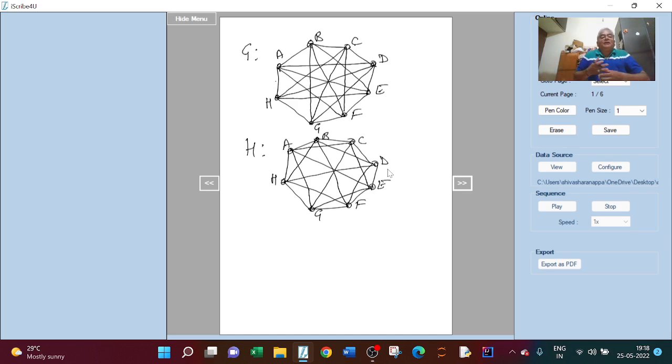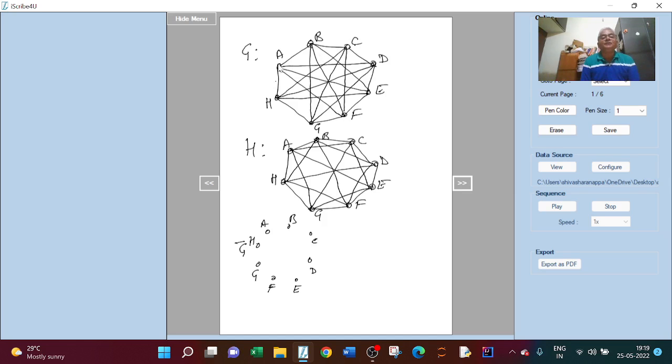First I will draw G bar. In G bar, this is A, B, C, D, E, F, G, H. Okay, 8 vertices. See here, A is adjacent with B, not with C. Therefore, I have to add AC in G bar.